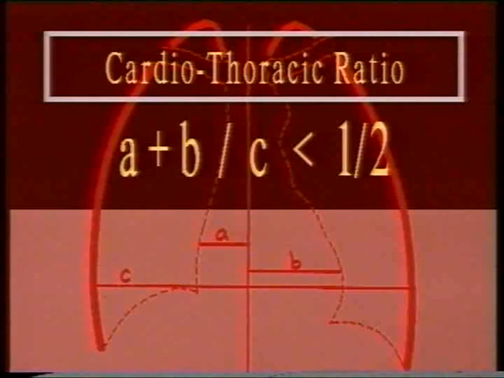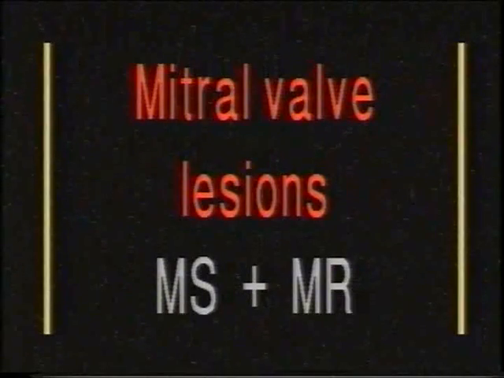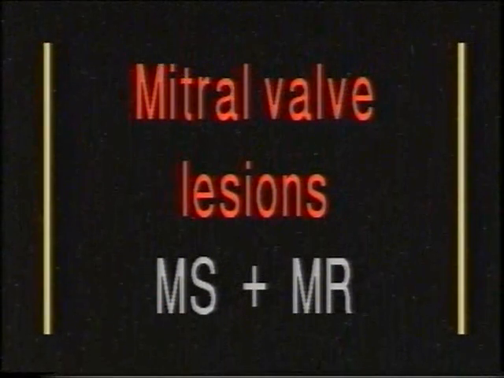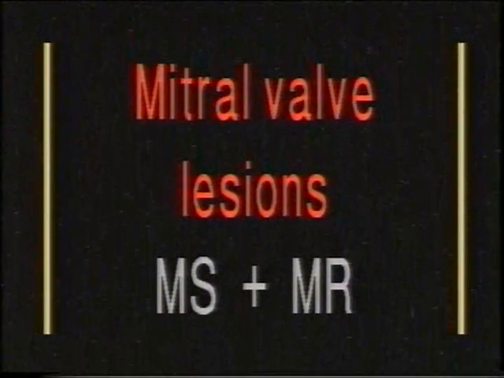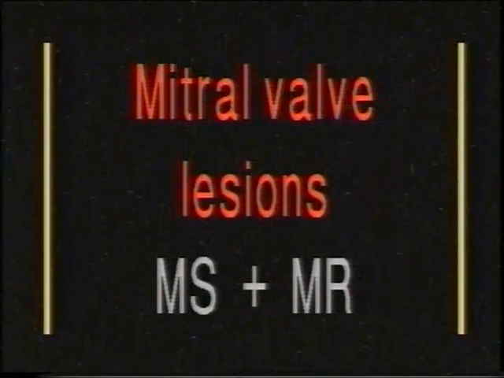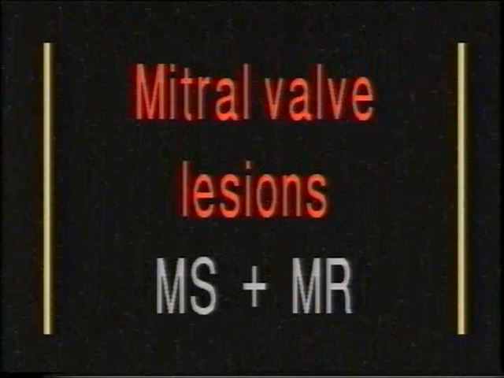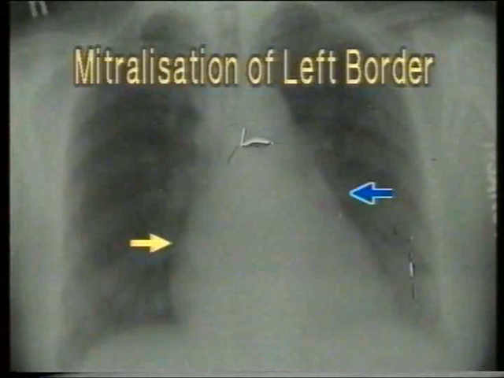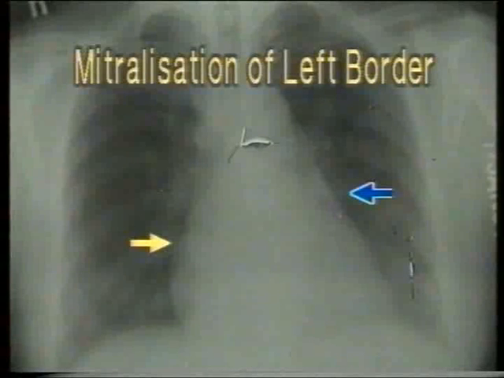Now let us study the radiological characteristics of some of the common conditions of the heart, starting with the mitral valve lesions. The radiological features of mitral stenosis and mitral incompetence are similar, and we will study them together. There is a straightening of the left heart border due to enlargement of the left atrial appendage, which fills the concavity between the pulmonary conus and the left ventricle. This is also termed as mitralization of the left heart border.